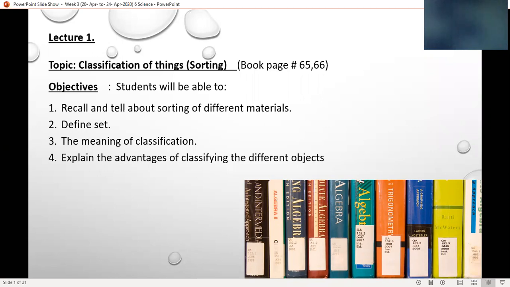Okay. So our next chapter is classification of things, and classification means you have to sort things. So we will recall sorting different materials. We will define set. We'll define, of course, the meaning of classification, and then we'll explain some advantages of why we should classify objects.